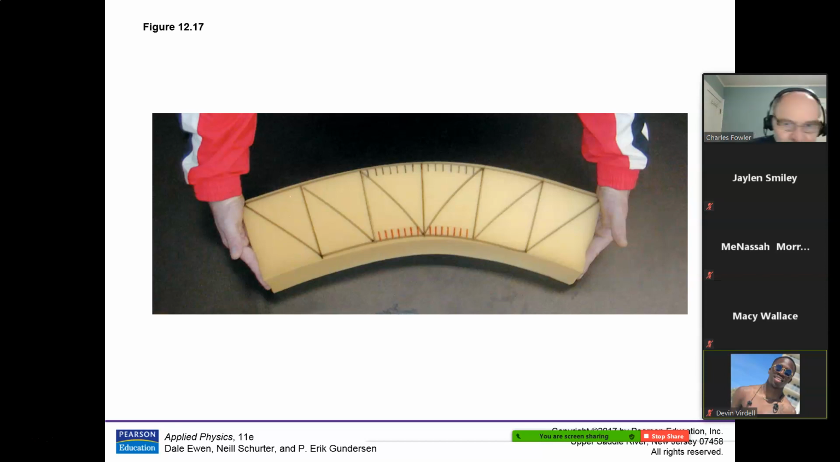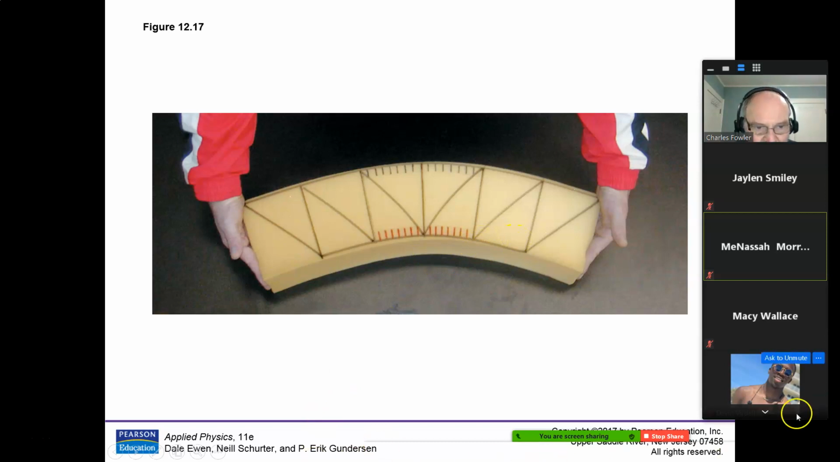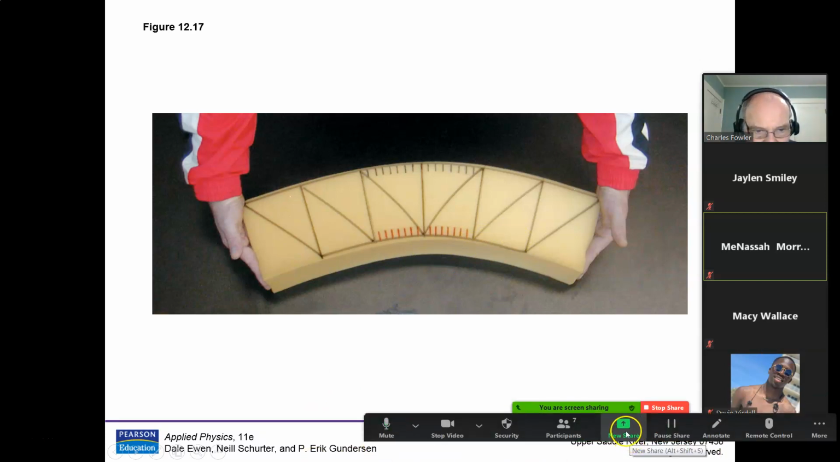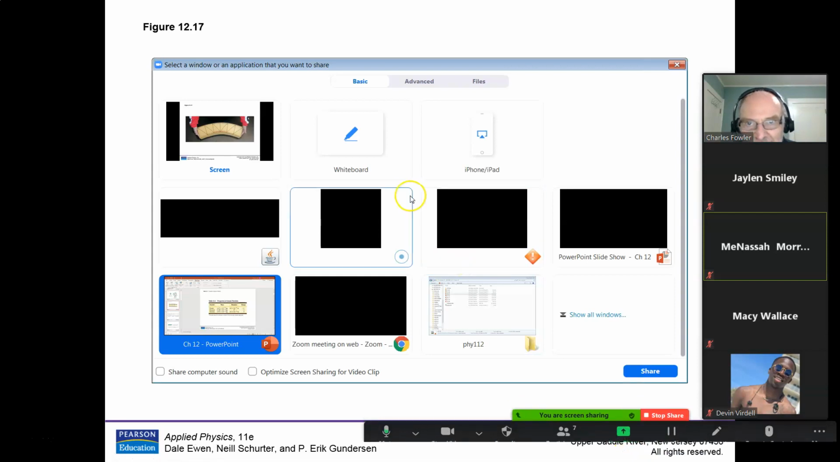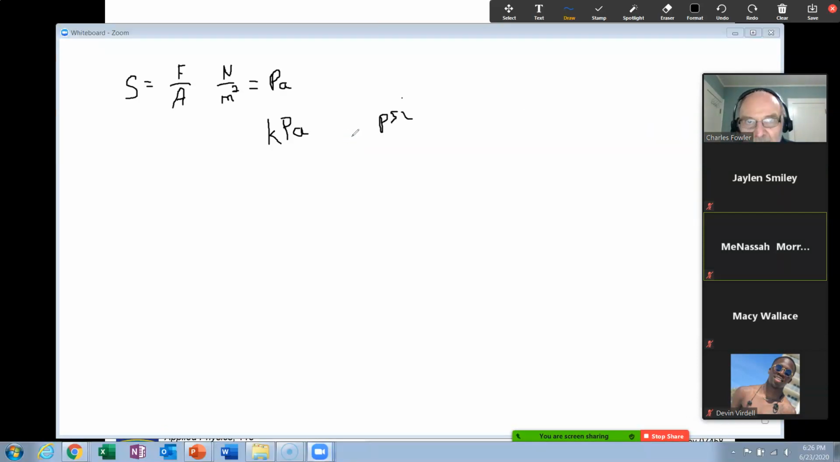So let's do this. How are we doing on time? Anyone got the time? 26. We only got 4 minutes. Let's see if we can get example 1 done. Okay, I think I'll go to my whiteboard again, and let's clear that out of the way.